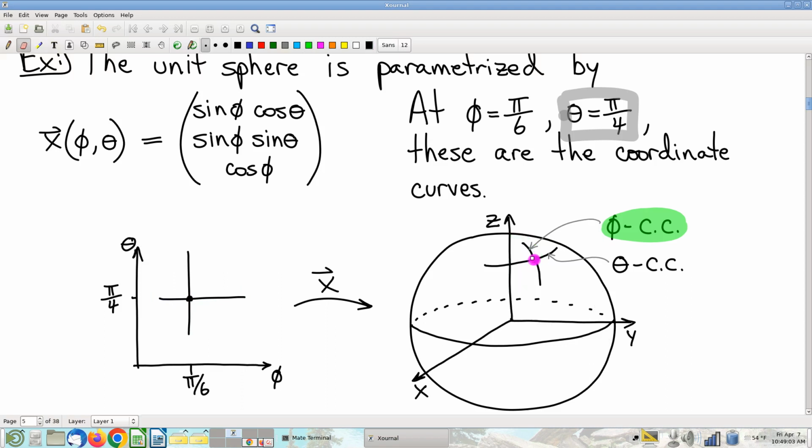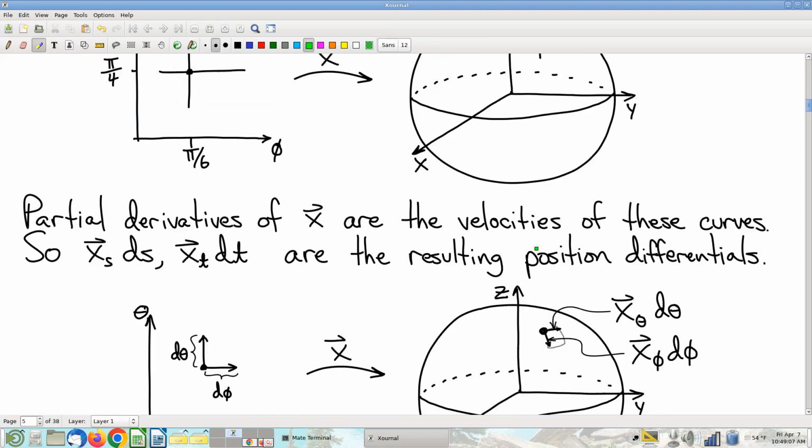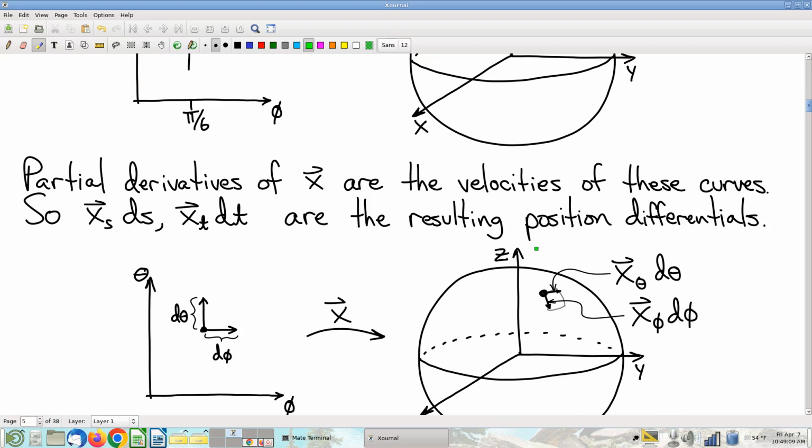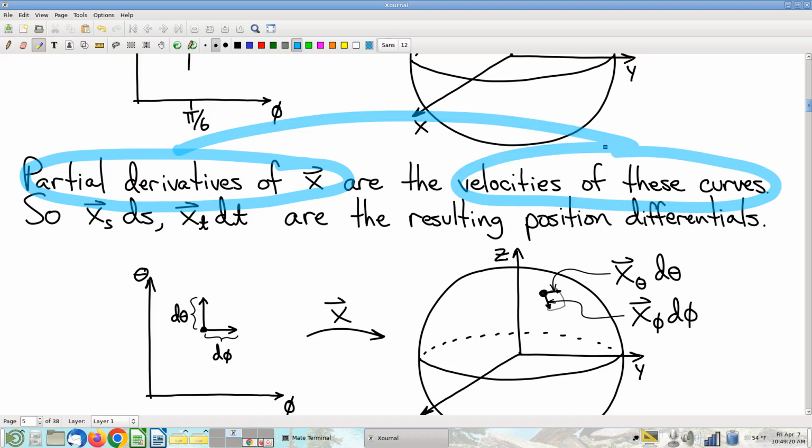All right. Okay, so clever idea because of the following observation, and that is that partial derivatives of the parametrized surface become velocities of the coordinate curve. Now let me walk you through why that is. You kind of have to think through what this all means.